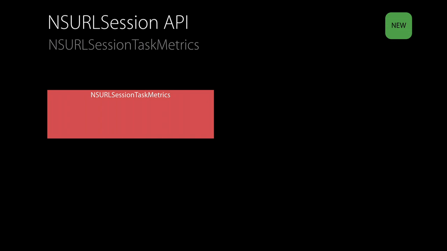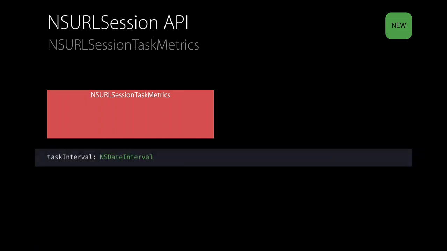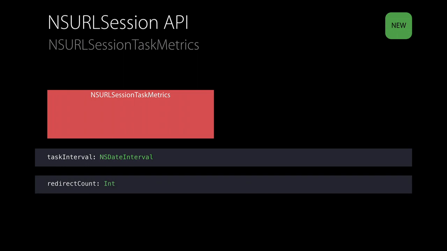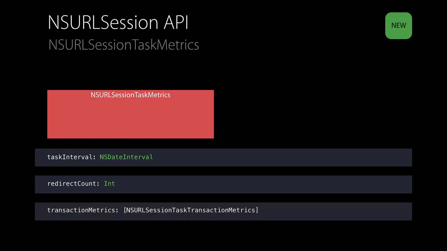The NSURLSessionTaskMetrics class has a property named taskInterval. This is the interval of time from a task creation to the point in time when all the statistics are collected and are ready to be delivered to your didFinishCollectingMetrics delegate. Another property I showed you here is the redirectCount. Now, that's fairly straightforward, and as the name indicates, this is the number of times that an HTTP redirection occurred during the task's execution. The last property of NSURLSessionTaskMetrics is called transactionMetrics.